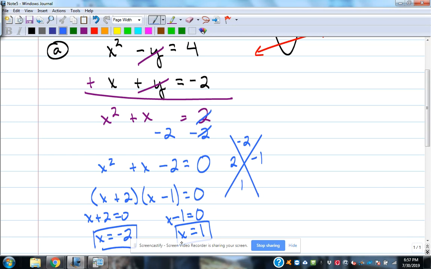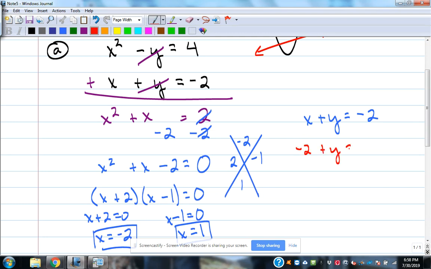Now I need to get the answers that go with y for those 2 x's. Technically, you can plug into either of the 2 original problems. It doesn't matter which of the original problems you plug into. I'm going to plug into the easiest one, which is the one that doesn't have x squared in it. So I'm going to use x plus y is equal to -2, and I'm going to plug in the -2.